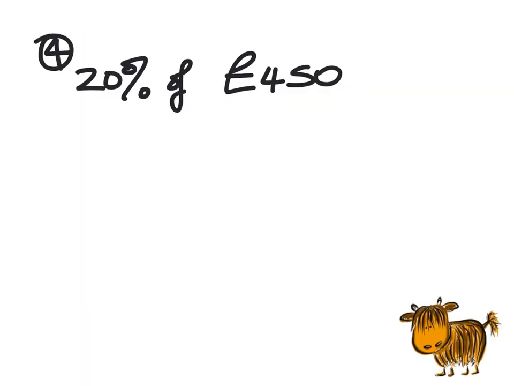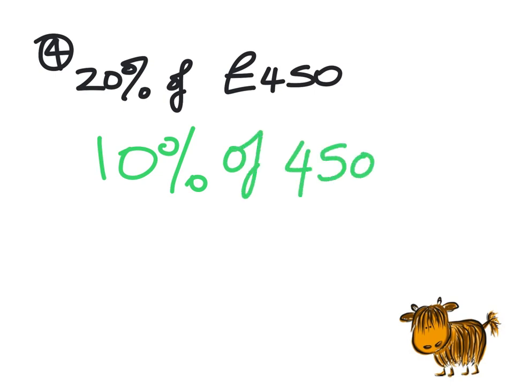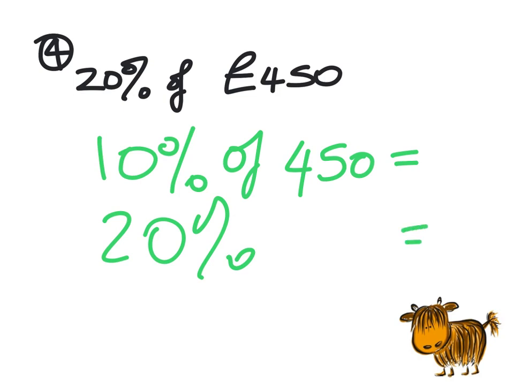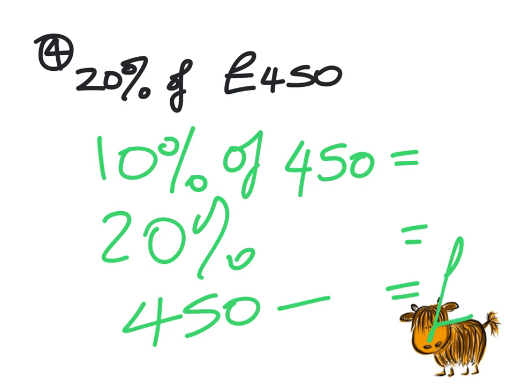Okay, question 4 percentages. So we have a computer which is to be reduced by 20%. So find 10% of 450, then get 20%, and then do a takeaway sum. The 450 take away what the 20% is for your final answer.